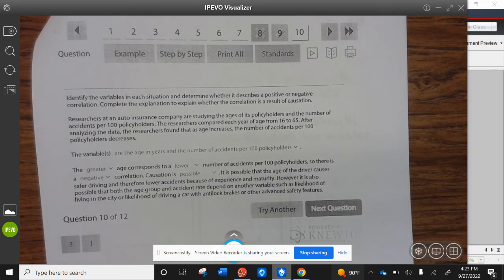After analyzing the data, the researchers found that as age increases, the number of accidents per 100 policyholders decreases. The variables are the age in years and the number of accidents per 100 policyholders. The greater age corresponds to a lower number of accidents per 100 policyholders, so there is a negative correlation. Causation is possible. It is possible that the age of the driver causes safer driving and therefore fewer accidents because of the experience of maturity. However, it is also possible that both the age group and the accident rate depend on another variable, such as likelihood of living in the city or likelihood of driving a car with anti-lock brakes or other advanced safety features.